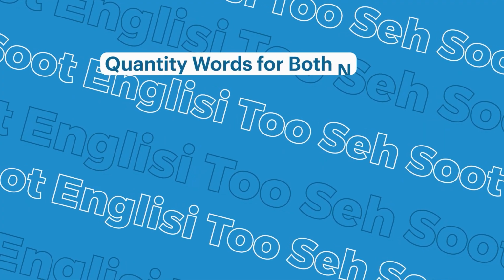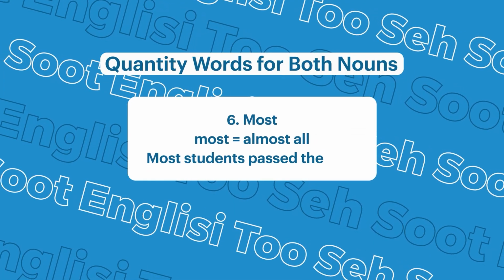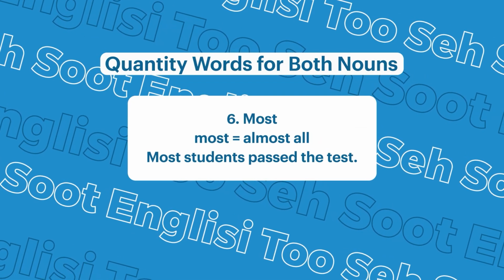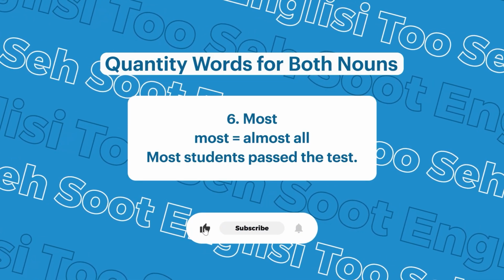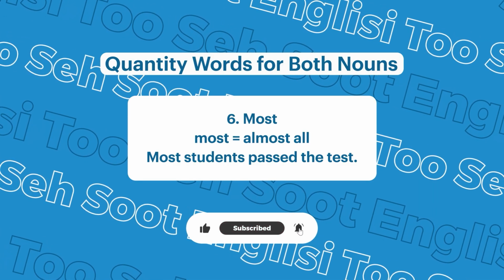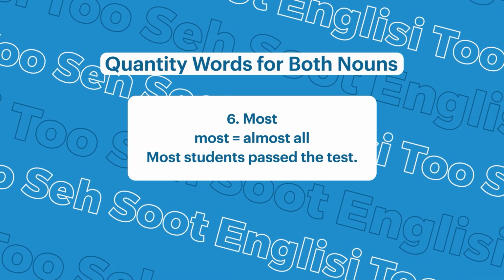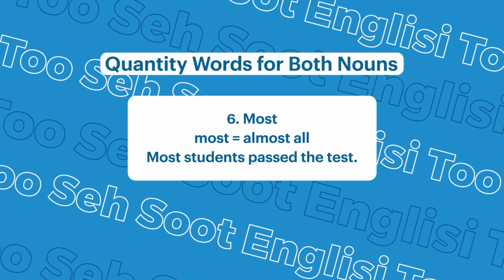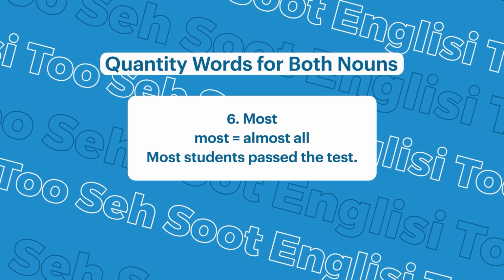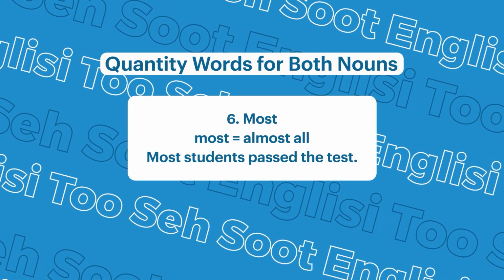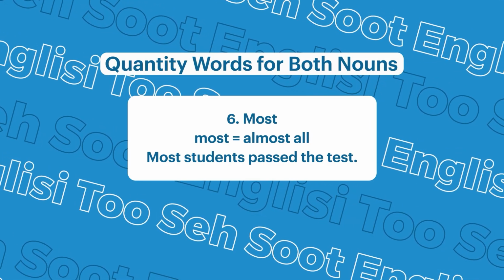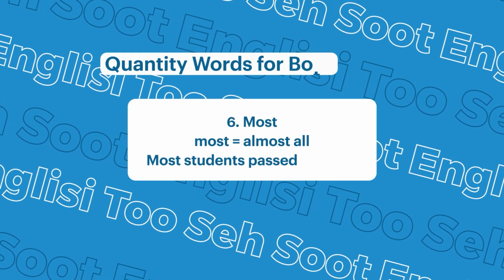Number 6 is most. Most means almost all. It means the bigger part of a group or a large part of something. For example, most students pass the test. This means the bigger part of the students pass the test. For example, if 90 out of 100 students pass, you could say most students pass the test.